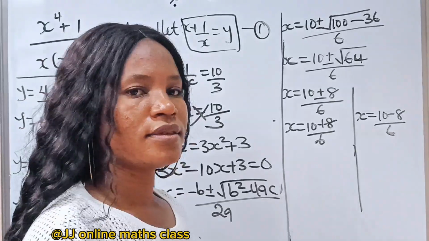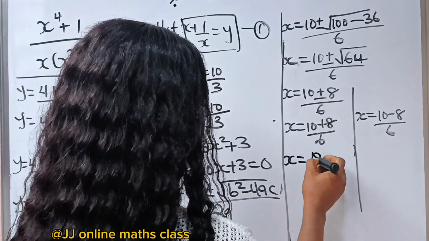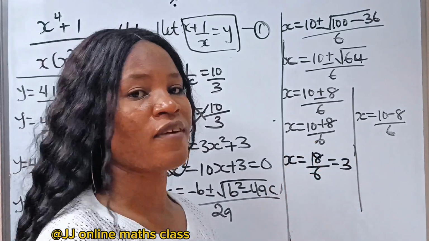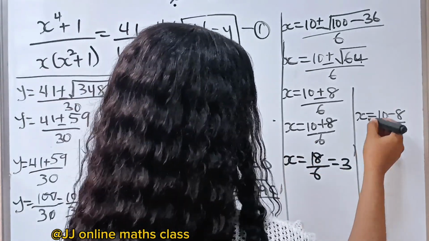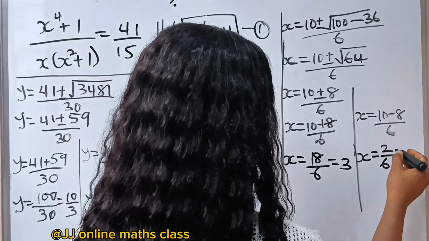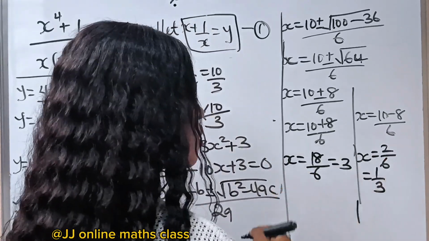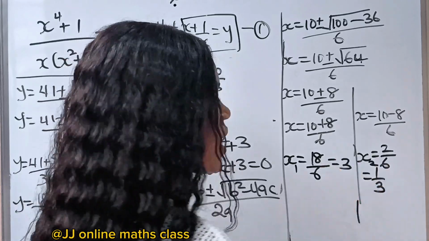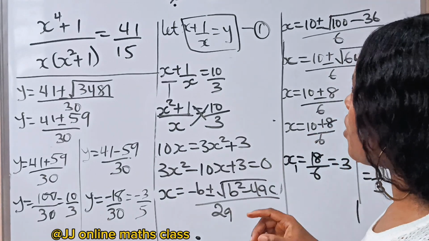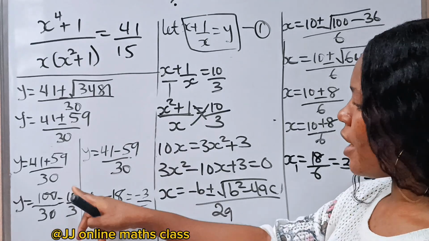So we continue. Now for the first value of x, our x is equal to 10 plus 8 is 18 divided by 6. And 18 divided by 6 is 3. That is the first value of our x. Now in this case, the second value is that x is equal to 10 minus 8 is 2 divided by 6, which will give us 1 over 3. Now that is for the first values of our x. Let's call it x1 and x2. Now we have just solved for the values of our x for y equal to 10 over 3.